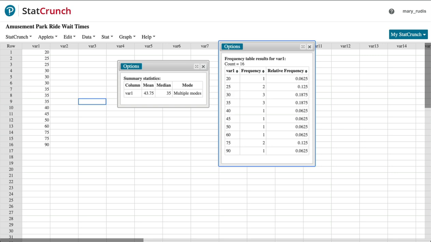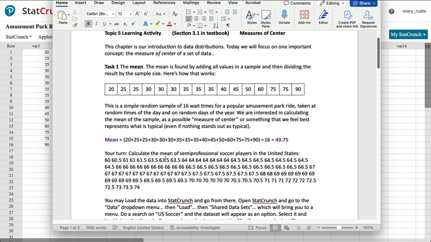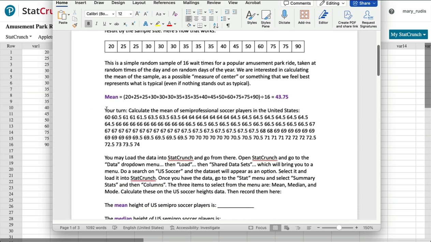So let's go back to our document. Now it says your turn. What I would like you to do is open StatCrunch and look for the soccer players data. You don't have to worry about the word semi-professional or typing that in or anything. You're going to look for the data set that says soccer players.